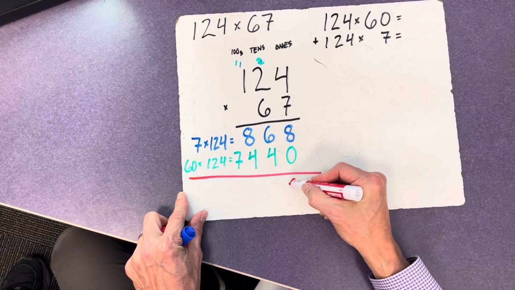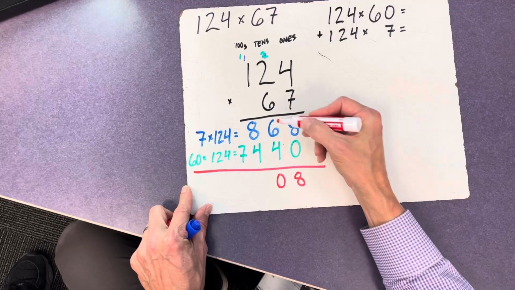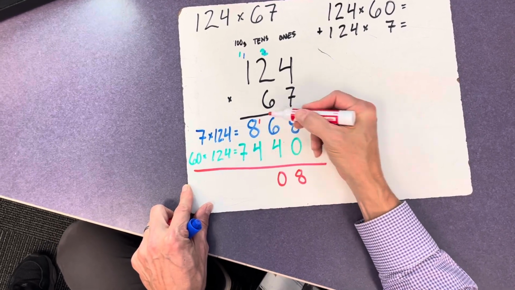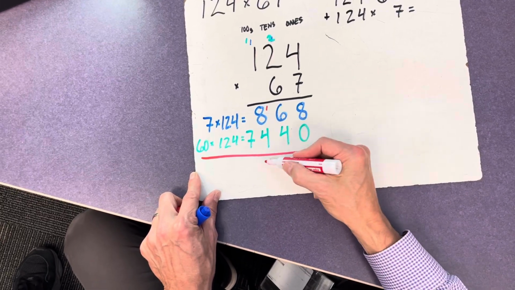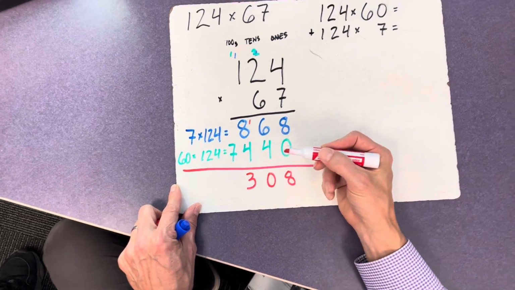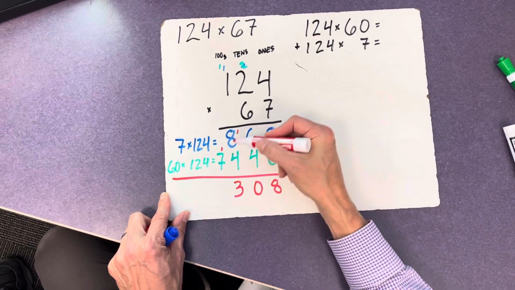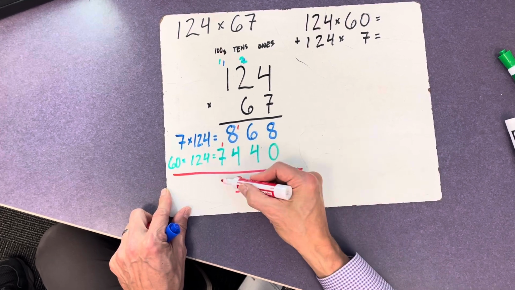8 plus 0 is 8. 6 plus 4 is 10. I'm going to regroup that. It's in the tens column there to the hundreds. 8 plus 1 is 9 plus 4 is, that's 1,300. And I've got to bring that 1,000 over to the thousands column.